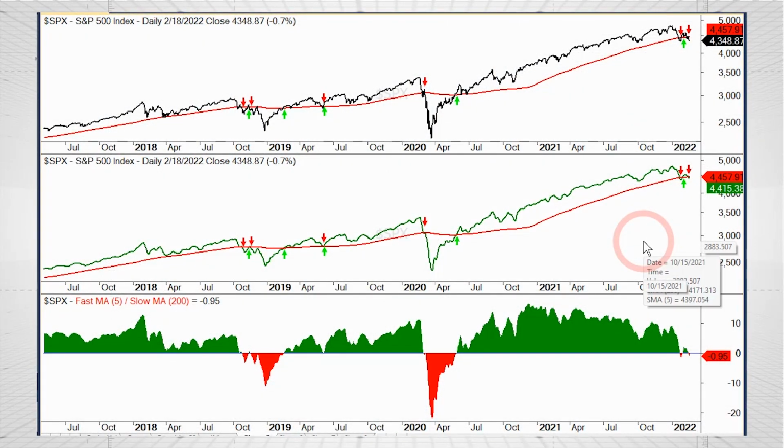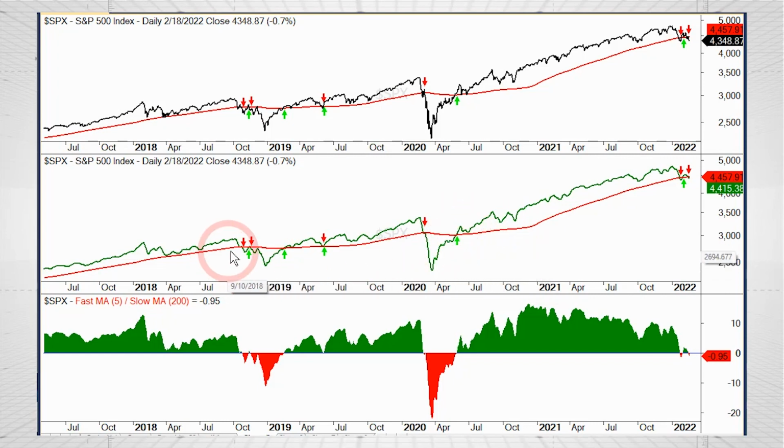Now, if we do something as simple as smoothing the close with a 5-day SMA, we can greatly reduce those whipsaws and outperform buy and hold. So here is the chart with the S&P 500 and the 200-day. And in the middle, I've just got the 5-day SMA in green and the 200-day in red, and the closing line is not shown.